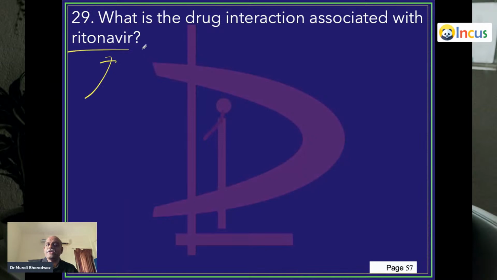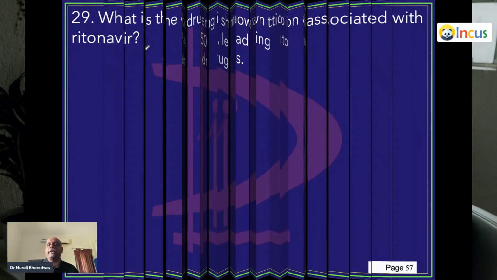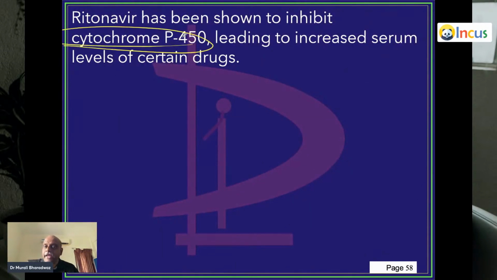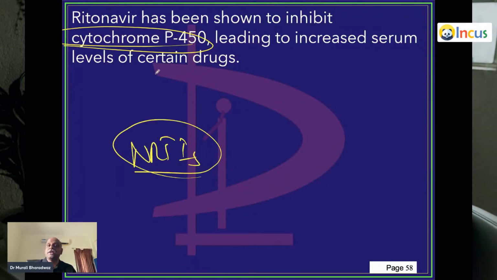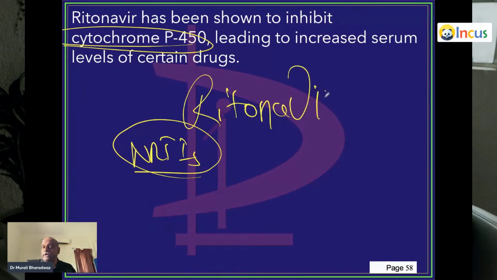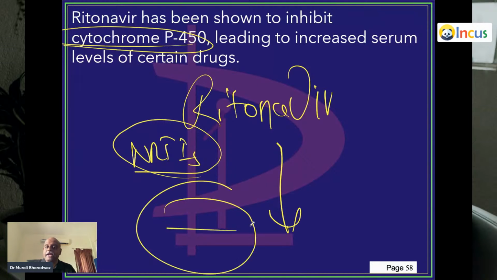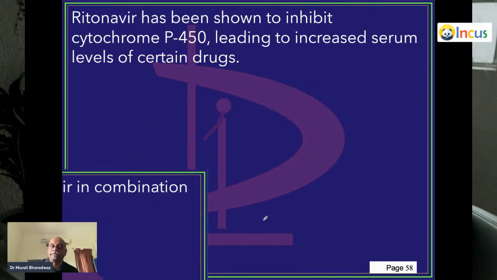What is the drug interaction with ritonavir? Ritonavir inhibits. Remember, if you look at the drugs which are NRTIs, we found that they are inducers. But ritonavir is one of the favorite questions. Inhibitor is what you need to remember.